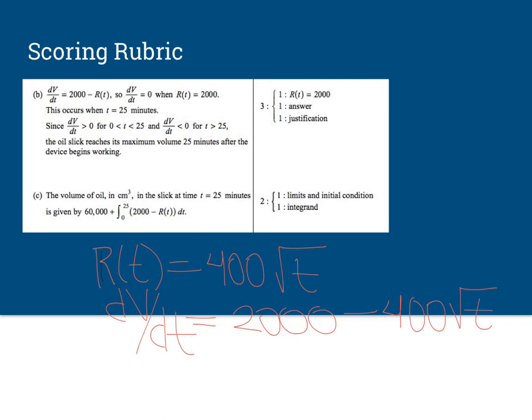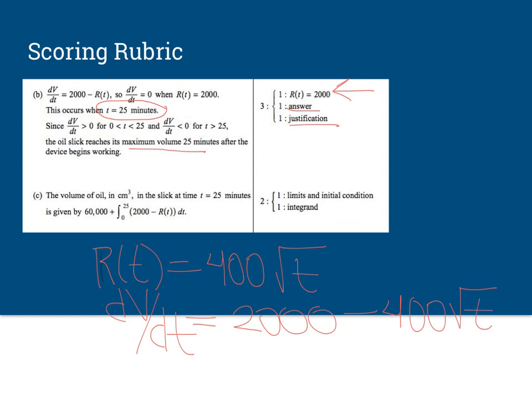Okay, and so what are we looking for here? We want maximum volume, so we must set the derivative equal to 0. So we do that, and we find that it occurs at 25 minutes. And so now you have to decide whether this is a maximum or minimum. So you look at the function from the left and to the right and see what the sign is changing from. Because it changes from positive to negative, we know we have a maximum volume. 1 point for justification, 1 point for the answer, and 1 point for finding r of t is equal to 2,000.